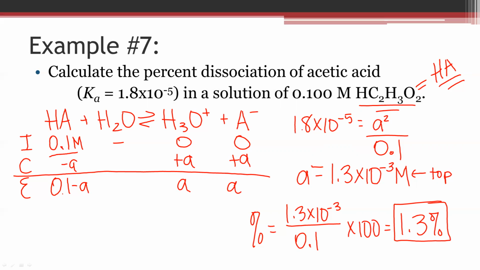So 99.7% of the acid is still intact. It's still together, not dissociated. Its ions haven't broken apart. So that's why we have all of these complicated calculations for it.